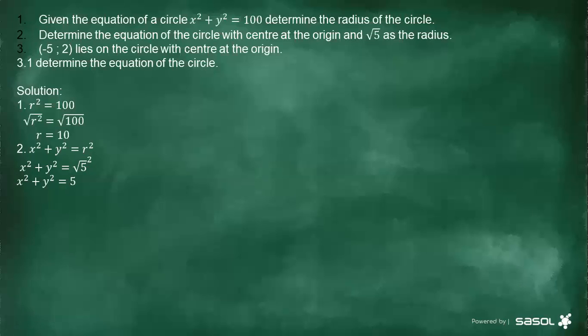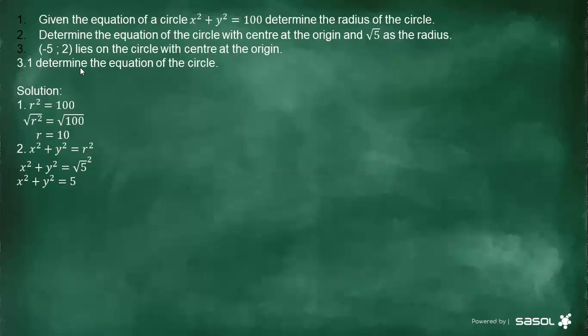If you are given any point on the circumference of that circle, you can determine the equation of a circle, right? But I'm not going to explain how you can do that now. Hopefully we're going to have that question whereby you are given a point on the circumference and you are asked to determine the equation of that circle.